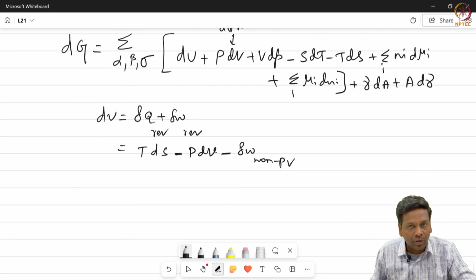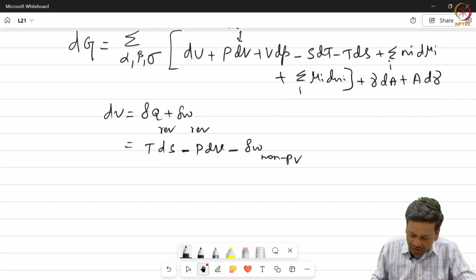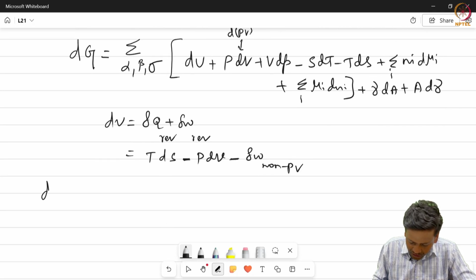So, you do not need to worry about whether you have to put plus or minus, because when you generalize the equation, you can simply use minus PdV minus delta W non-PV. If work is done by the system or on the system, this sign automatically takes care of that. So, we will just substitute this back into the equation that we have just obtained.